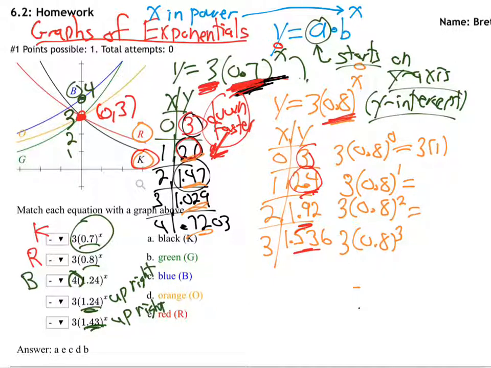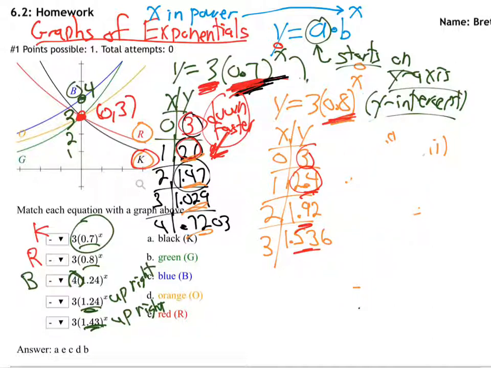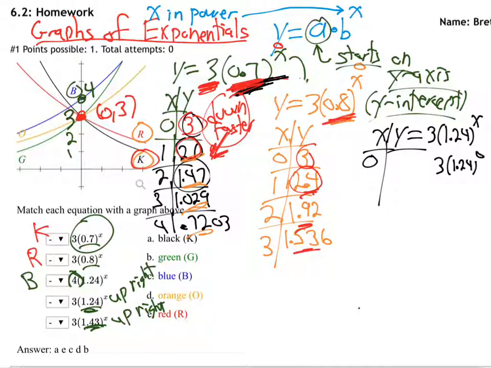Why don't we do one of them just to be 100% sure? It's good to see it. So let's just do that first one. How about if we come over here and do xy, y equals 3 times 1.24 to the x. So plug in 0, we get 3 times 1.24 to the 0. Remember, anything to the 0 power is 1. That's just going to be 3. 3 times 1, 3. Plug in 1, and we're going to get 3 times 1.24 to the 1. I'm using my calculator.